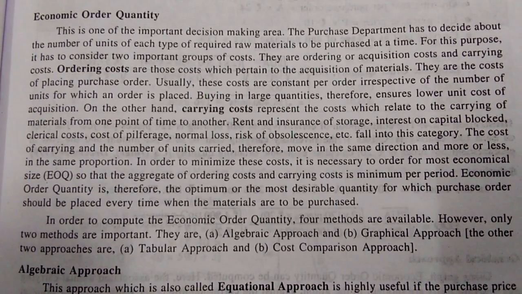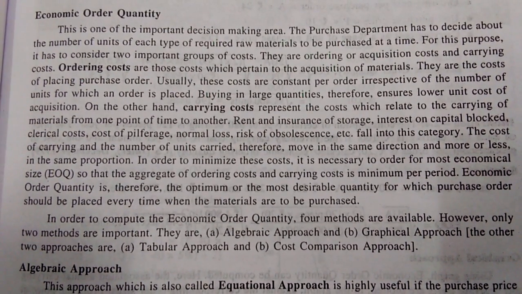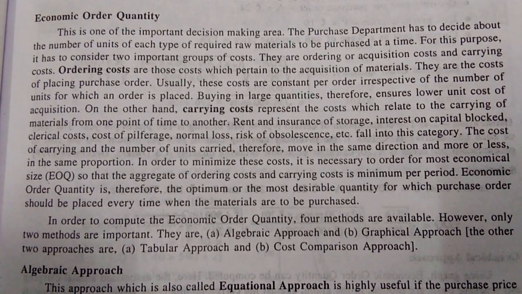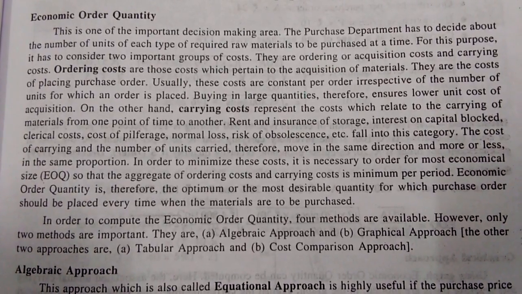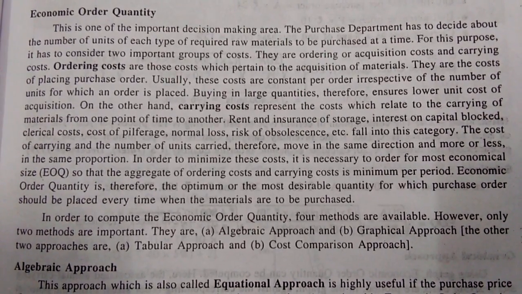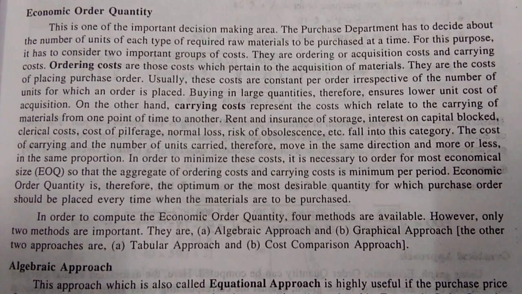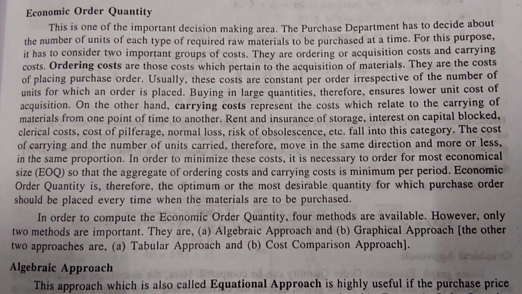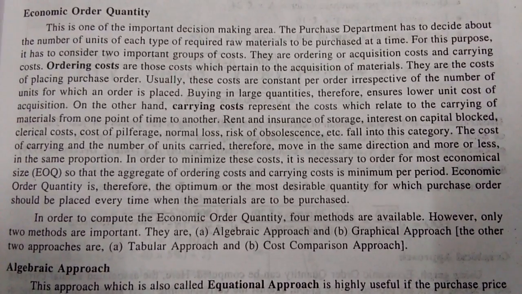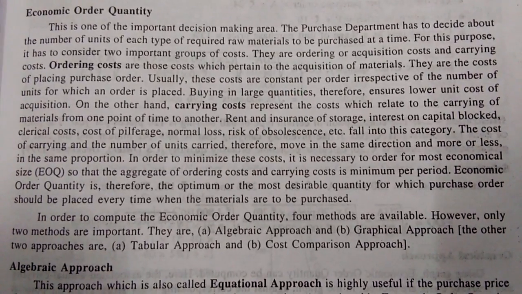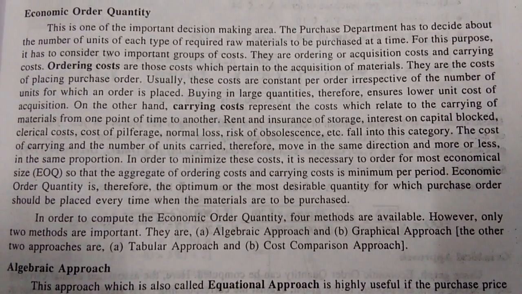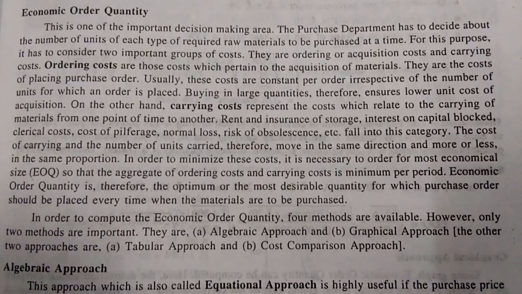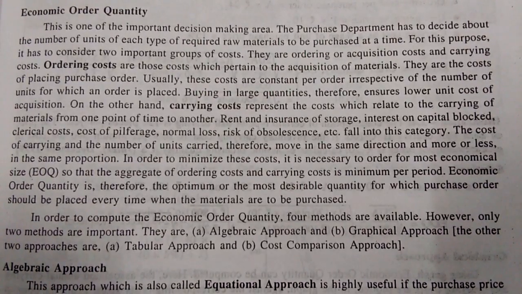So however, we are here giving a clear explanation about EOQ. This is one of the important decision making areas. The purchases department decides about the number of units of each type of required raw materials to be purchased at a time. For this purpose, it has to consider two important groups of costs. They are ordering or acquisition costs and carrying costs.